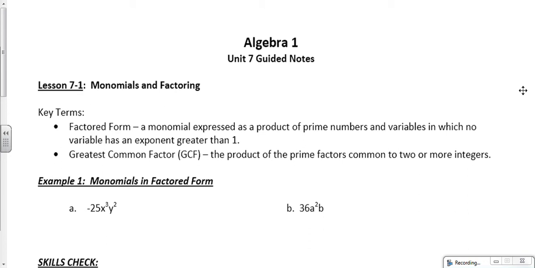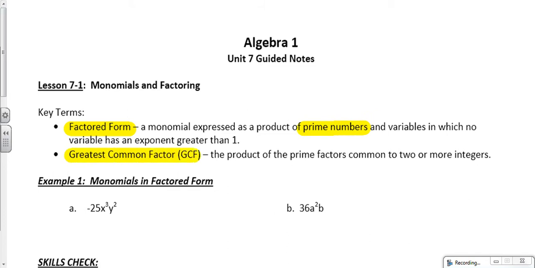Lesson 7.1, Monomials and Factoring. So now we're going to take a look at going the other direction compared to when we were expanding. Now we're going to factor. To do this we have to know a couple key terms: exactly what factored form is, what prime numbers are, and the greatest common factor.